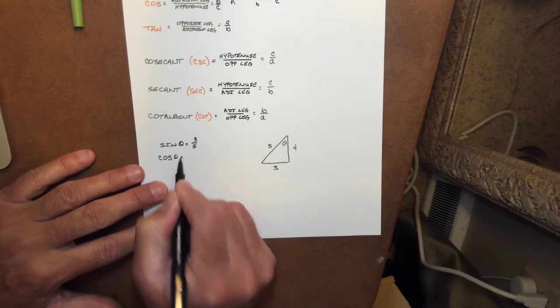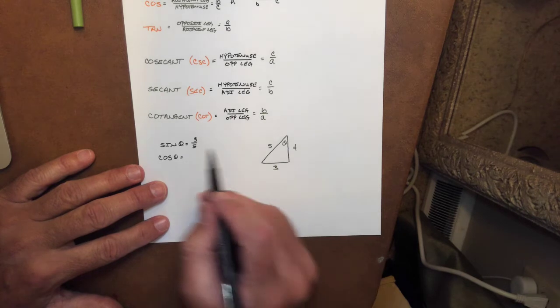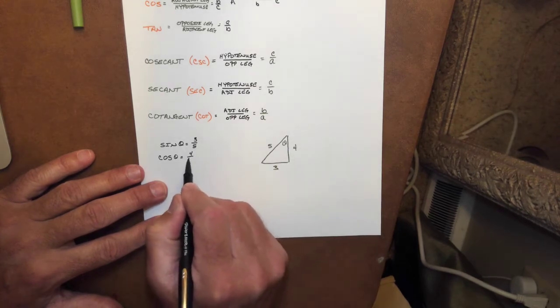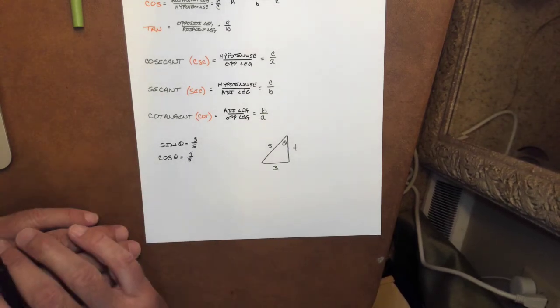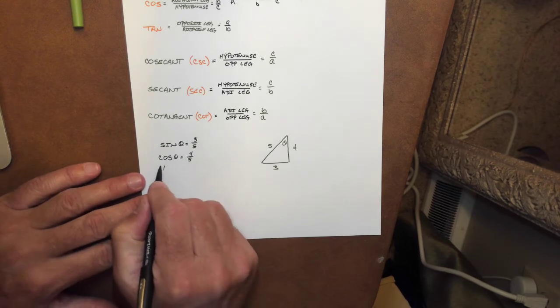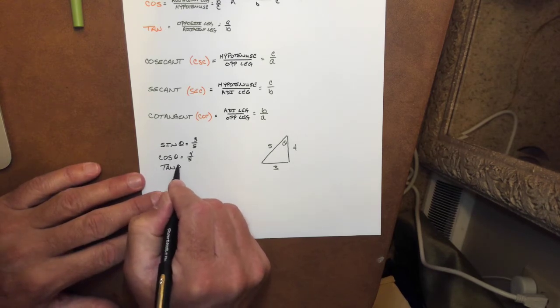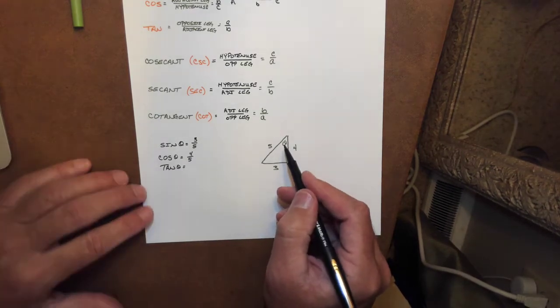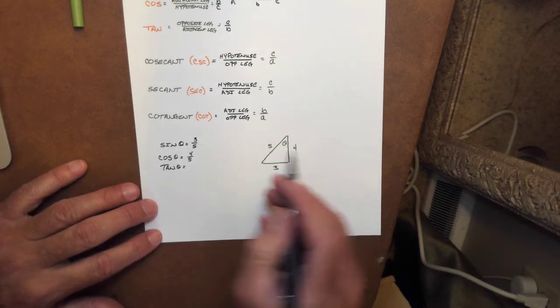Cosine of theta, adjacent over hypotenuse. If you can beat me, go ahead, beat me. Get them written down before I do. The tangent of theta is defined as opposite over adjacent.